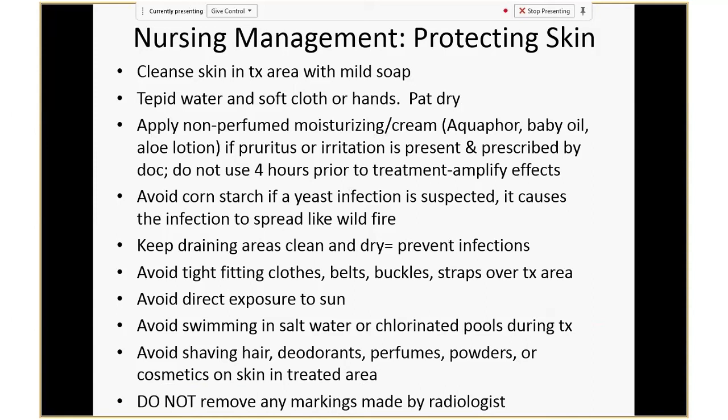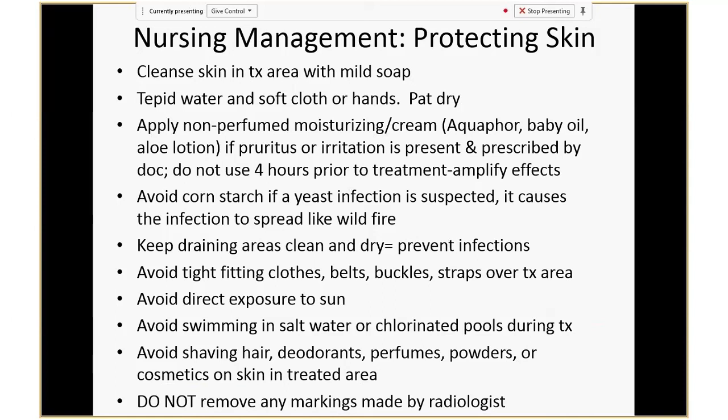We can do non-perfume moisturizing creams, but we do not recommend it 4 hours prior to the treatment because it could amplify the effects of radiation problems. We don't want to use any types of cornstarch if there's a yeast infection suspected, because that can actually make the infection spread even worse. If there is an open area or a wound on the skin, we want to keep the area dry and clean, making sure that no infection is spread.